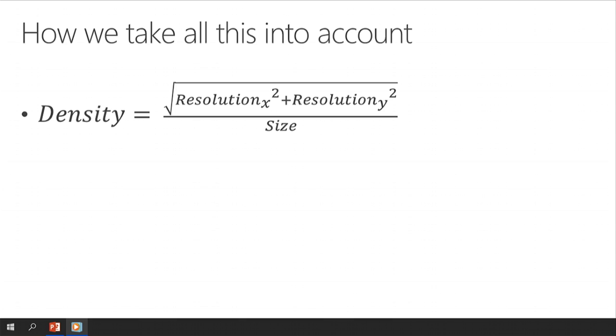So we take the resolution in the x direction and the y direction that came off of that first screenshot several slides back. We square them, we add them, we take the square root, and then we divide that by the size.